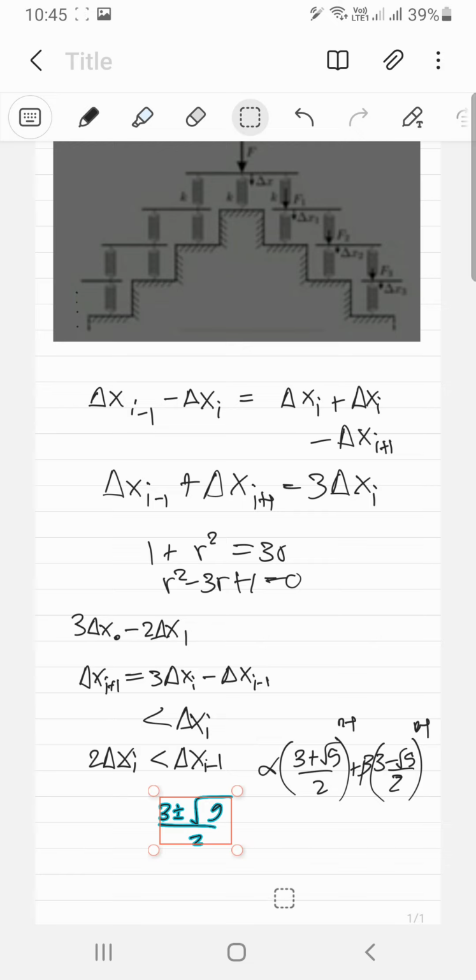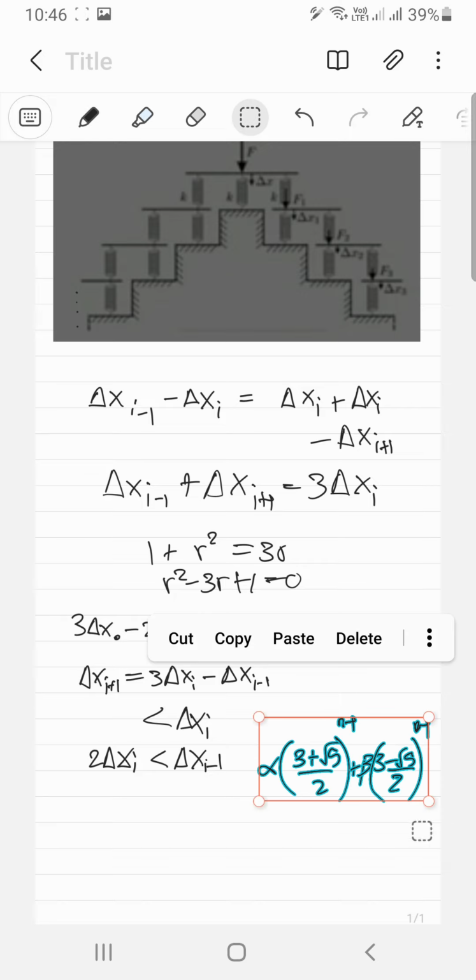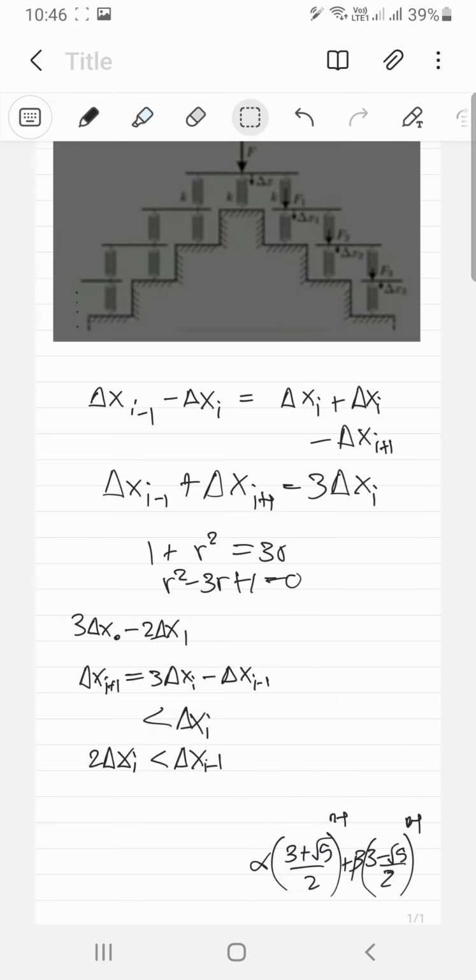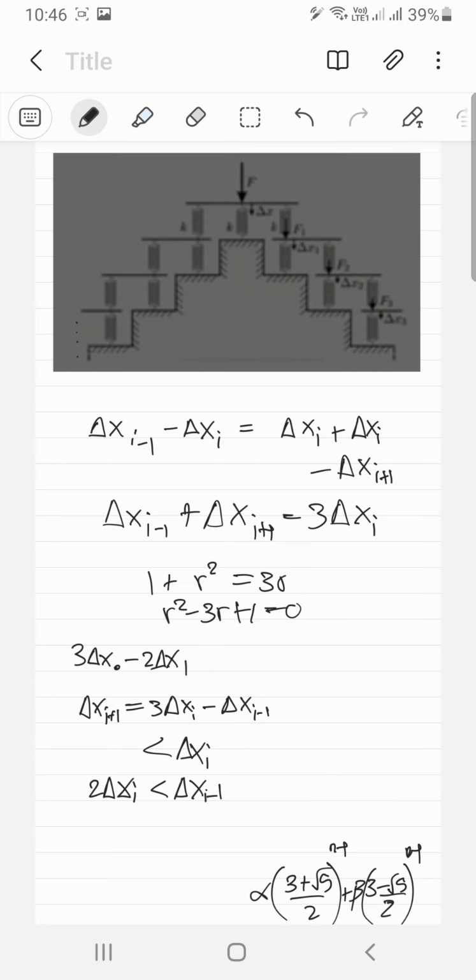And now it's time to figure out what exactly this alpha and beta should be. Okay, this is problematic because we don't know what's exactly happening at these upper layers. We only have been given what this force F is.